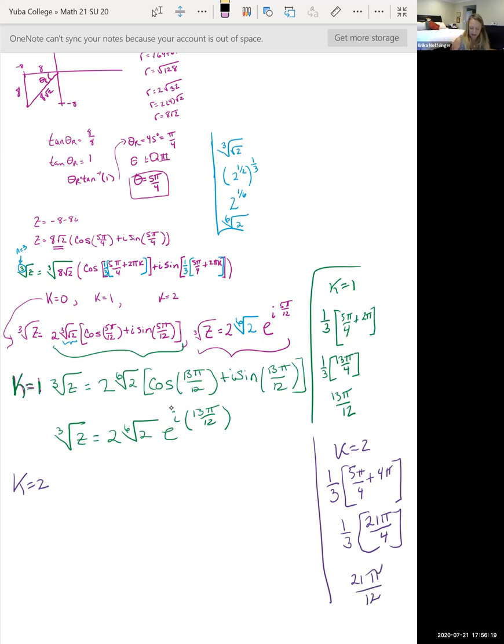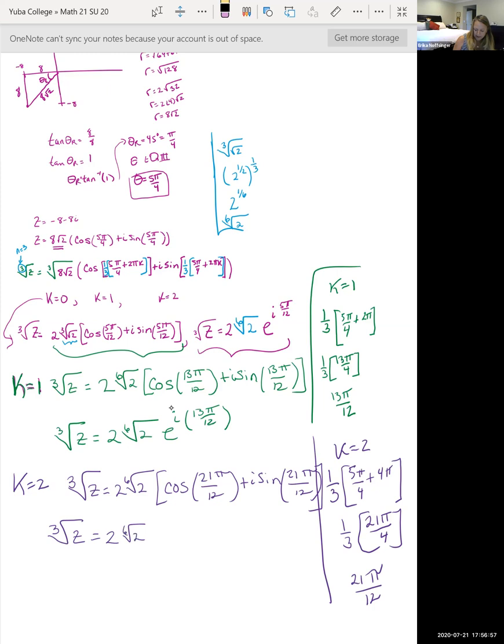So again, if we wanted to put it in polar form, the cubed root of z is equal to 2 6th root of 2, cosine of our angle, which is 21 pi twelfths, plus I sine of 21 pi twelfths. And last but not least, the cubed root in the exponential form is 2 6th root of 2, e to the I times our angle, which was 21 pi twelfths.